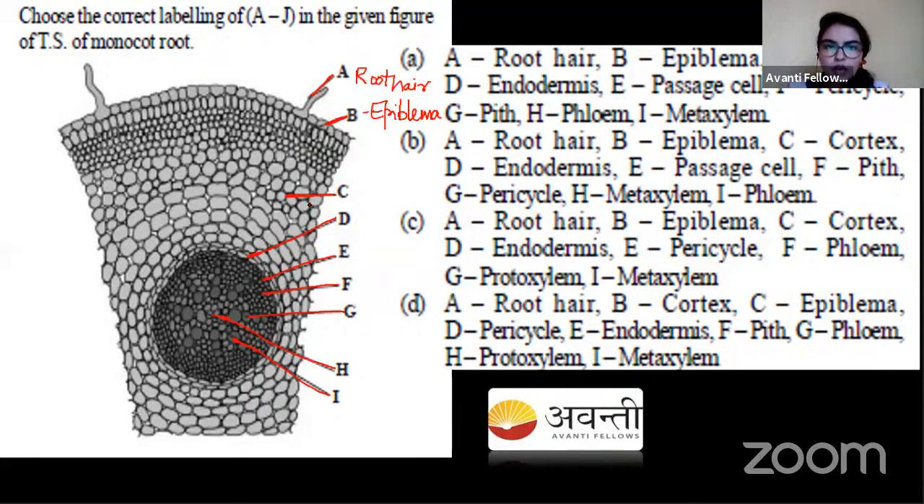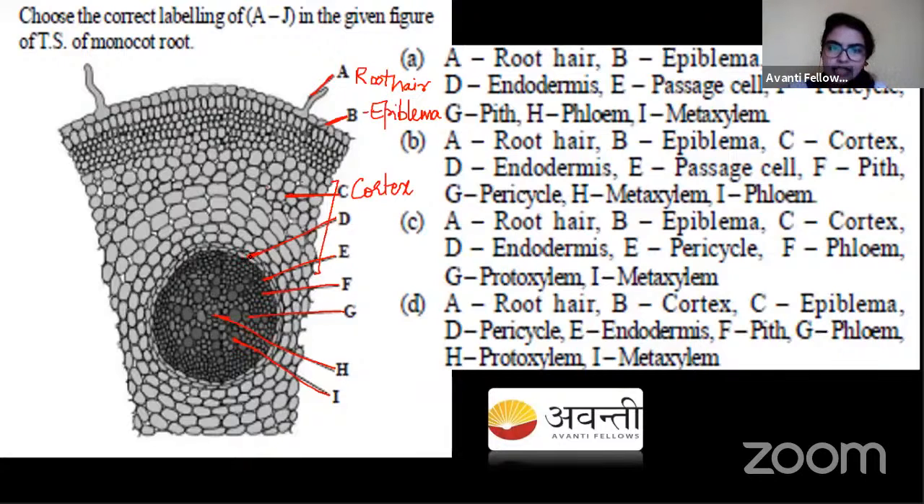Epiblema. Now C. So C is the cortex. This much is the area. So this is the parenchymatous cortex, right? These are the cortex made up of parenchyma cells, loosely arranged parenchymatous cells with intercellular spaces. Intercellular spaces are also visible.